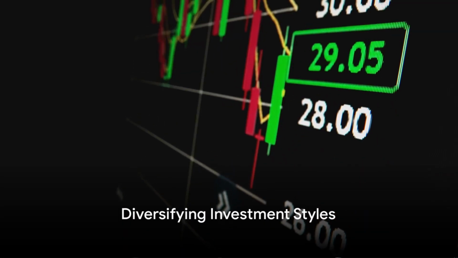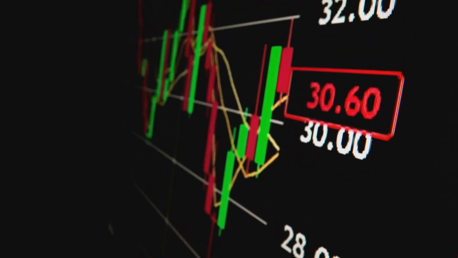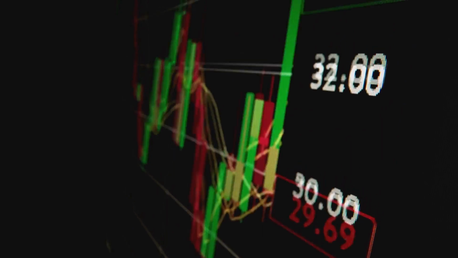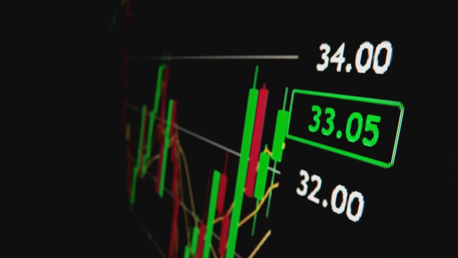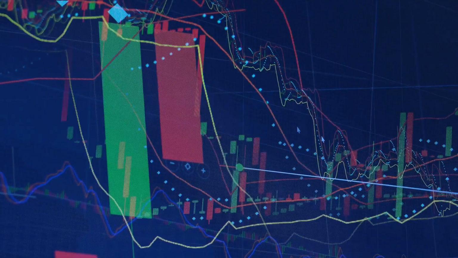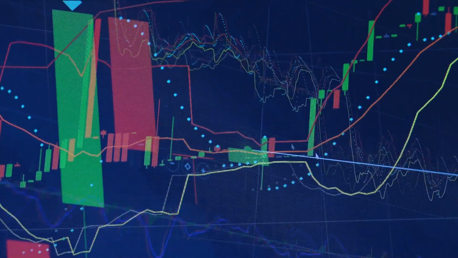Investors often contemplate diversifying across various investment styles. This could encompass a blend of diverse stocks, including growth and value stocks, or a mix of large cap and small cap stocks. The rationale behind this approach is that each investment style has a unique response to market shifts.